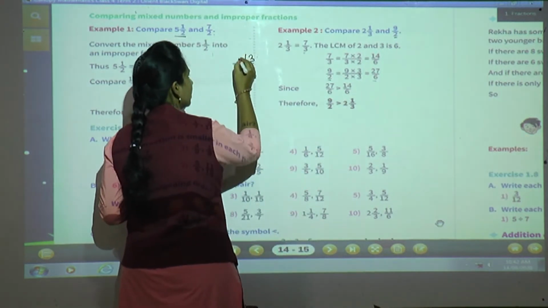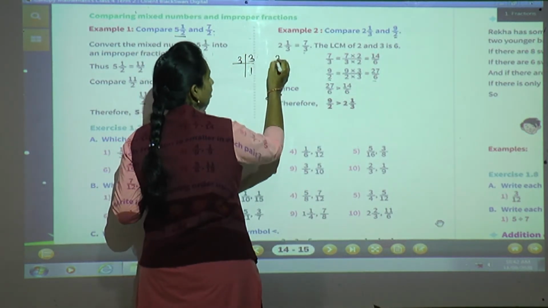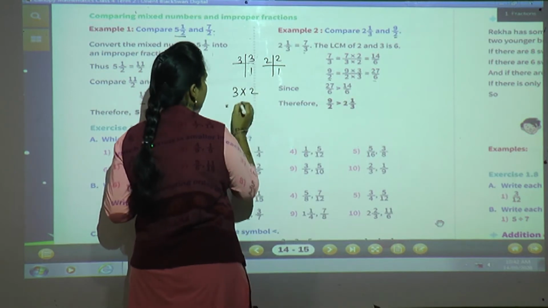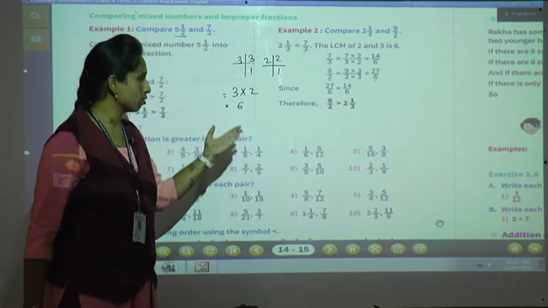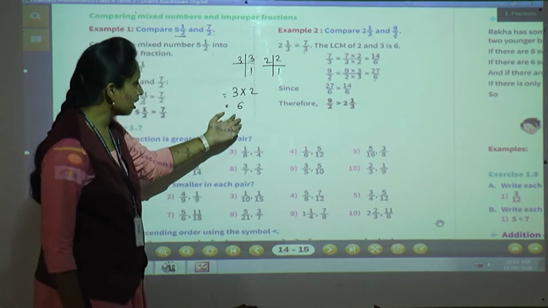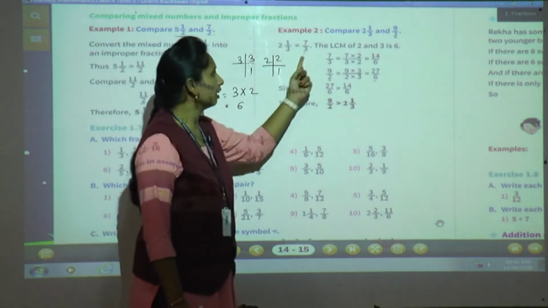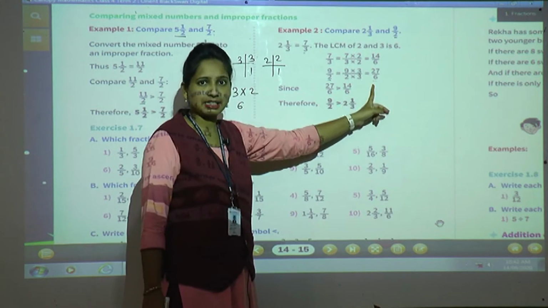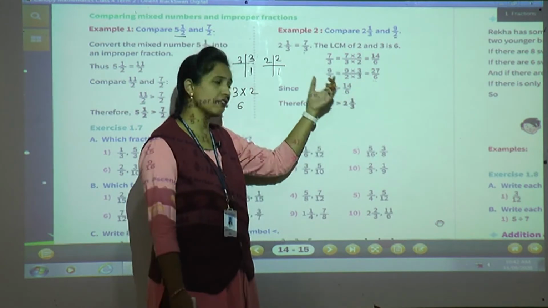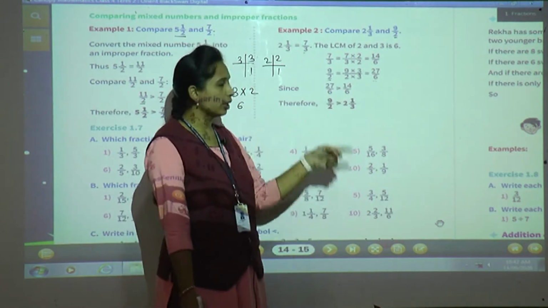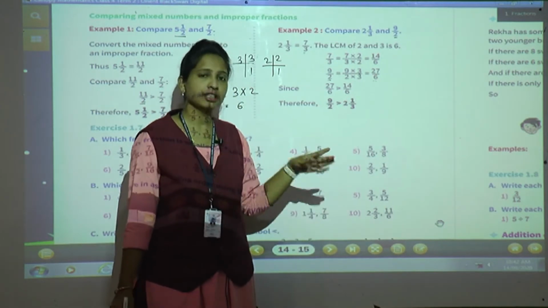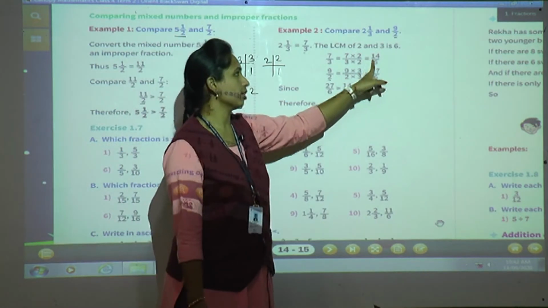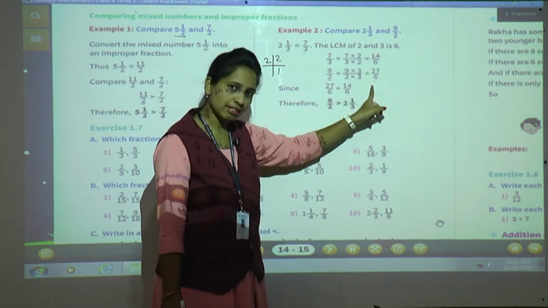We have to find the LCM of 3 and 2 in this way. 2 1s are 2. 3 2s are 6. Are you getting it? So once we find the LCM, the LCM should come in the place of denominator. So write the LCM first in the place of denominator and see which number we have to multiply. Whatever number we take in the place of denominator, the same number we have to take in the place of numerator and multiply. So we got 14 upon 6, 27 upon 6.